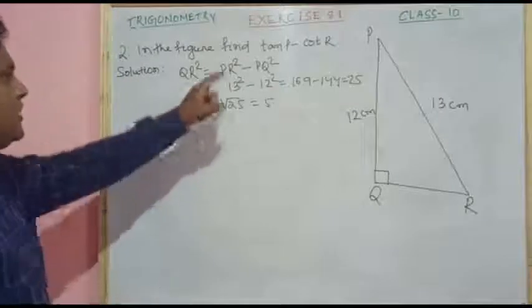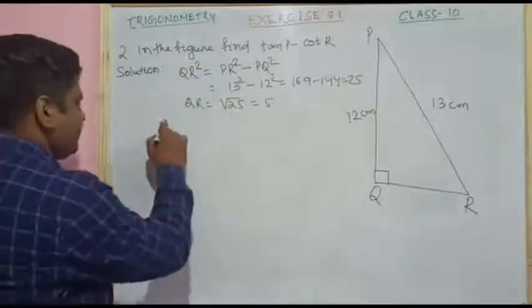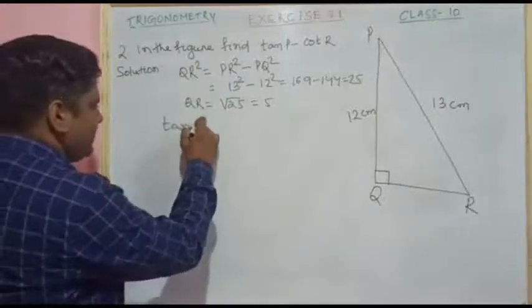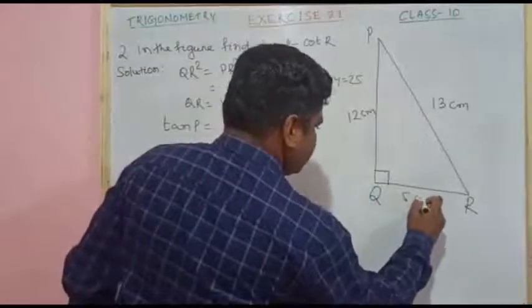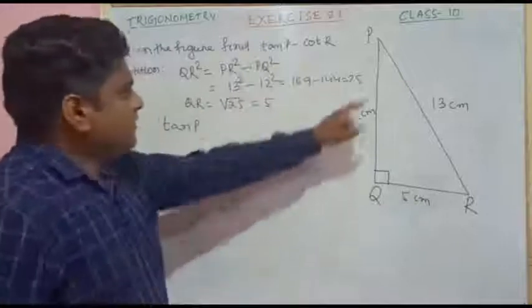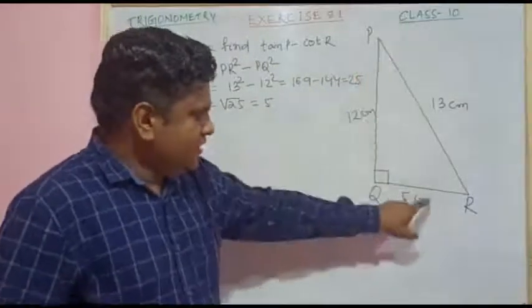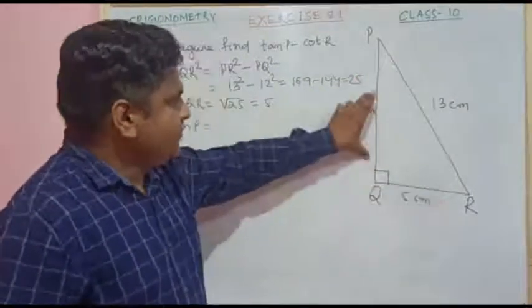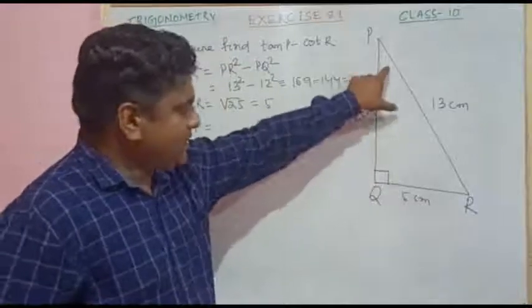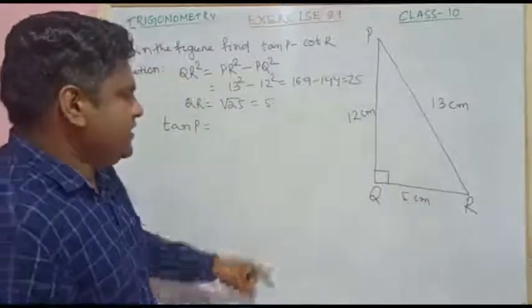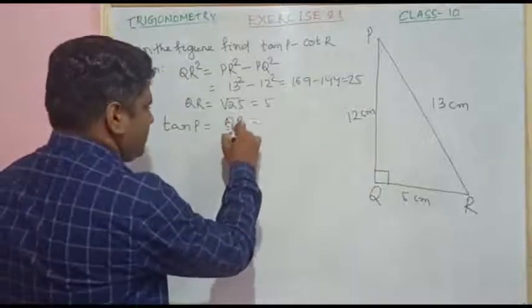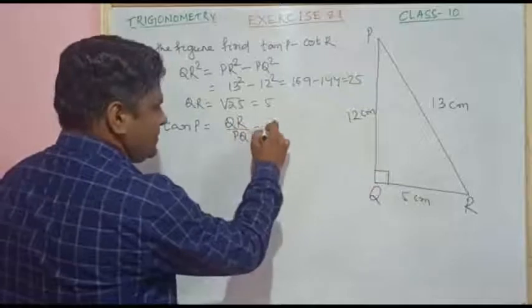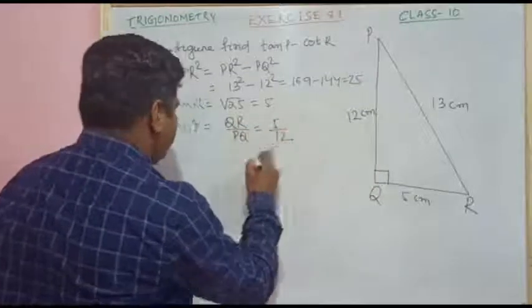So first one we have to find tan P. Tan of angle P. This is 5 cm. This one is angle P, so it will be perpendicular and it will be base for angle P. So tan P will be equal to QR by PQ. QR by PQ. It is 5 by 12.